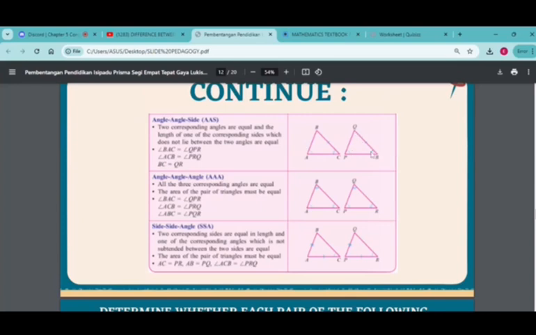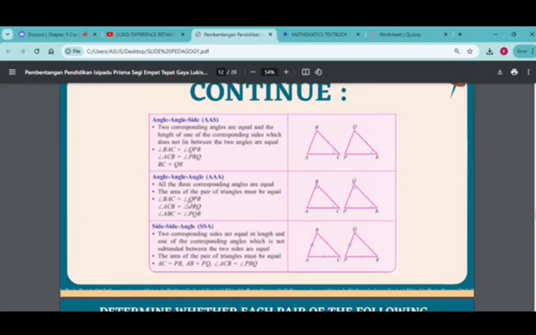Okay, this is the second angle. For BC equal to QR, this is already labeled. For number 5, it is angle, AAA. All three corresponding angles are equal. The areas of the pair of triangles must be equal.